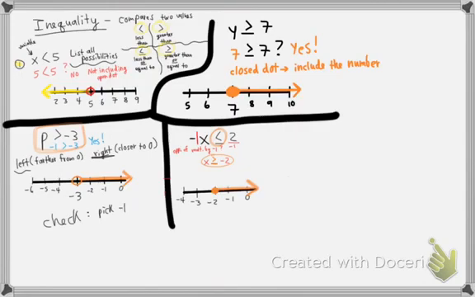So let's check. Pick one of these numbers you see. Is -1 greater than or equal to -2? Yes, it's closer to 0. Is 0 greater than or equal to -2? Yes, it is.